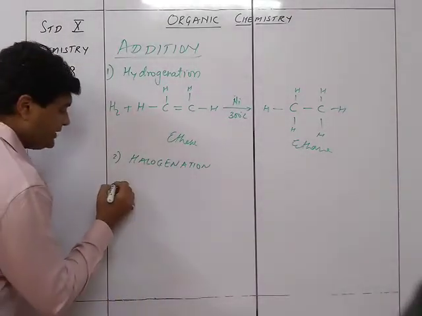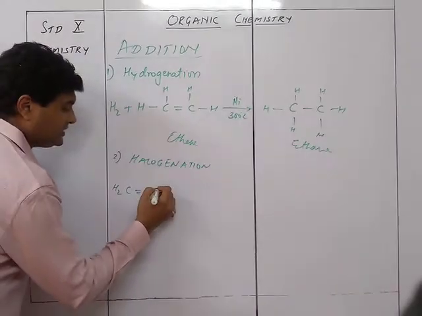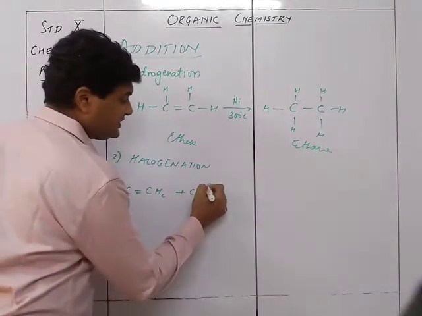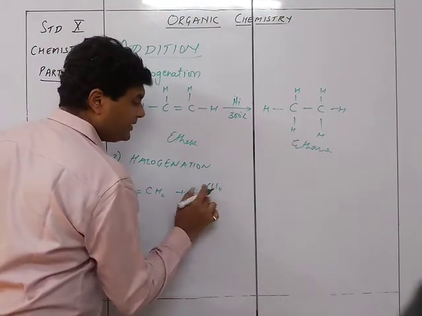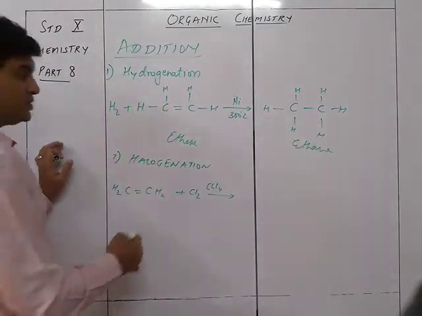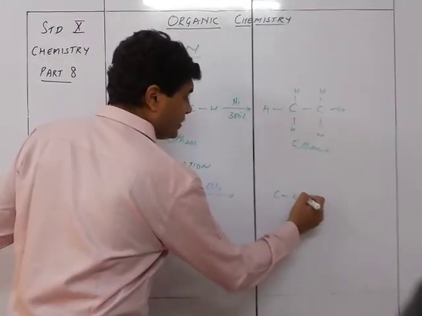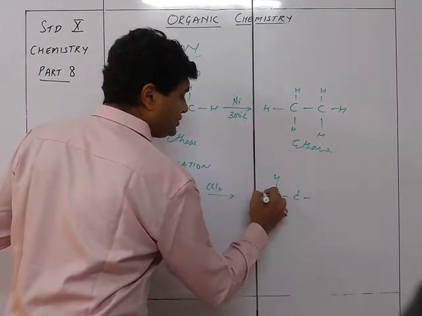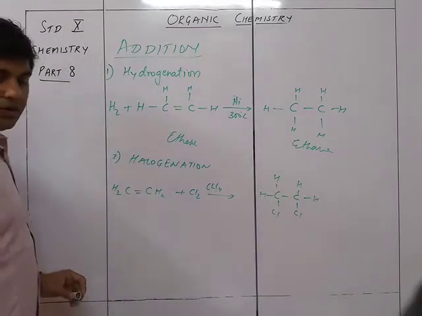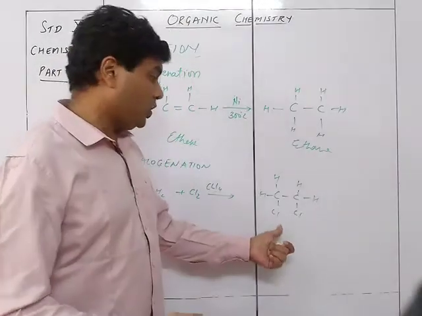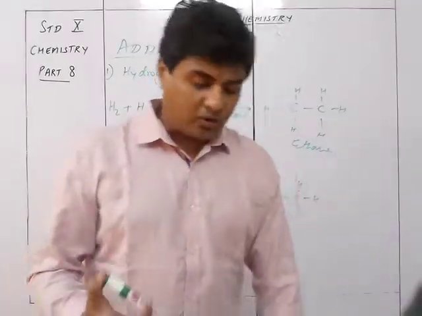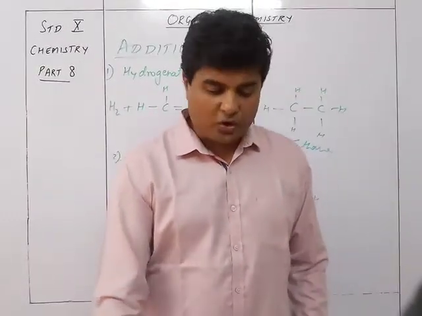So what we have is H2C double bond CH2 plus Cl2, which in the presence of CCl4, that is carbon tetrachloride, and an inert solvent will give rise to C single bond C with H, H, H and H, but here will be Cl, Cl. This is going to give you dichloroethane, 1,2-dichloroethane if you give the exact IUPAC name.